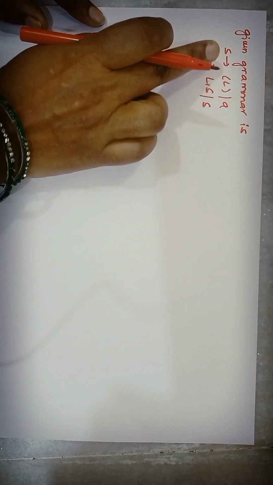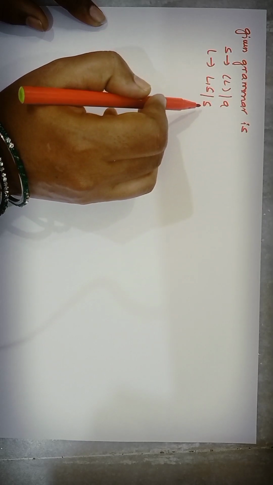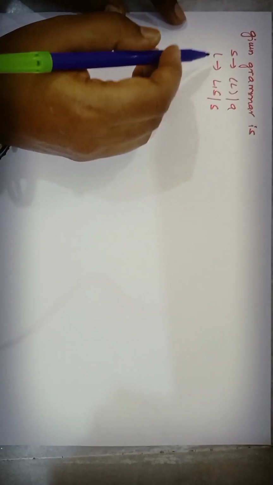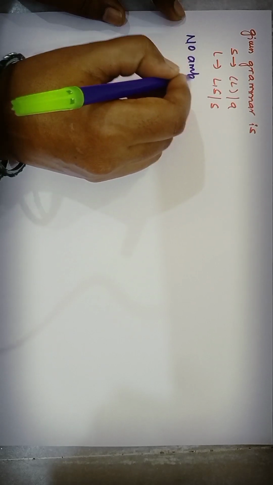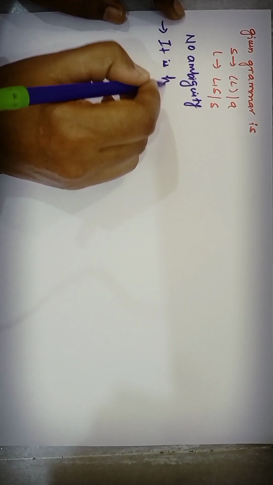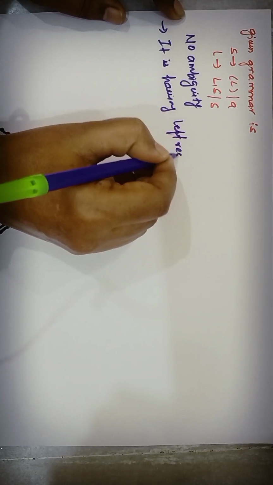The given grammar is S tends to (L) or a, and L tends to L comma S or S. First we need to verify whether the grammar is ambiguous or not. By seeing it, the grammar does not have any ambiguity, because the left symbols are not repeated on the right side, so no ambiguity, but it is having left recursion. So we have to eliminate left recursion.